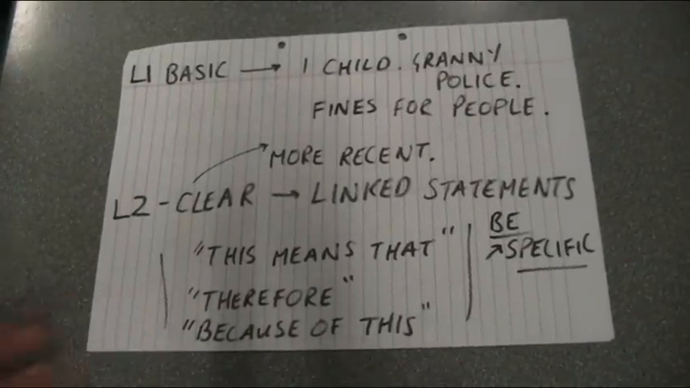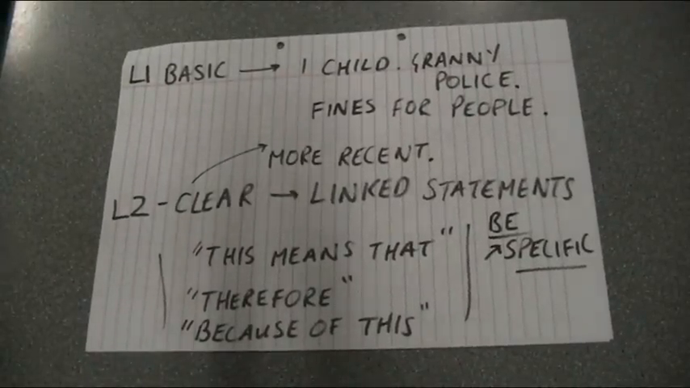Now, whenever an examiner marks your exam, they always use a very similar looking mark scheme. Level 1 looks at basic things. So you had a question about the features of the 1 child policy. If you wrote down the 1 child policy means that you have 1 child, talks about granny police, fines for people, but you put it in a really, really simple way, it doesn't matter what you write down, you cannot get any more than 3 or 4 marks.